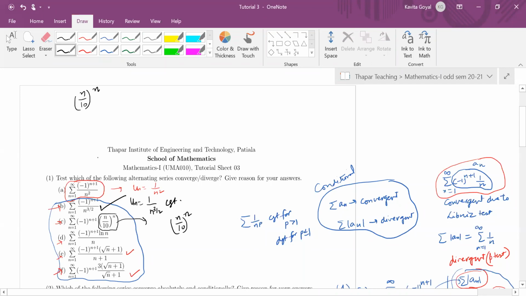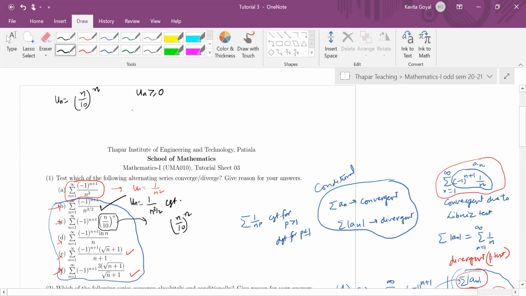If you want to apply, say, the root test, that will not work because your series is not a positive term series. Here your un is this. So un for sure is greater than or equal to 0. Somebody was saying un is not greater than or equal to 0, but un is greater than or equal to 0.